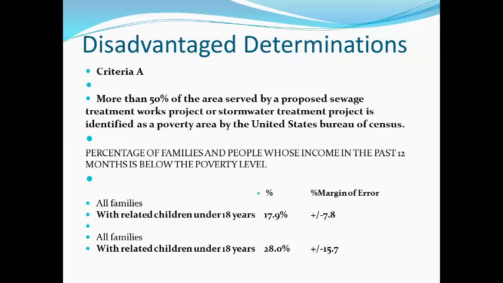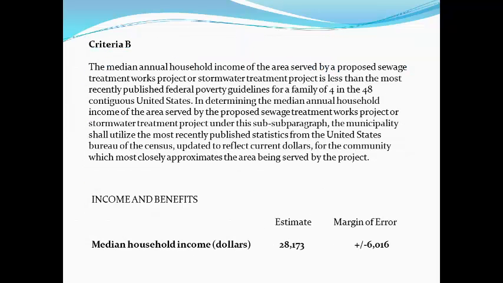So if they don't satisfy criteria A, we go to criteria B. Criteria B is a little simpler, in that the median annual household income of the municipality must be below the poverty level, the federal poverty guidelines for a family of 4, which currently is $23,350. In this example, the median annual household income of this community is $28,173. Clearly, that is above the threshold, so using criteria B, this municipality is not disadvantaged either.